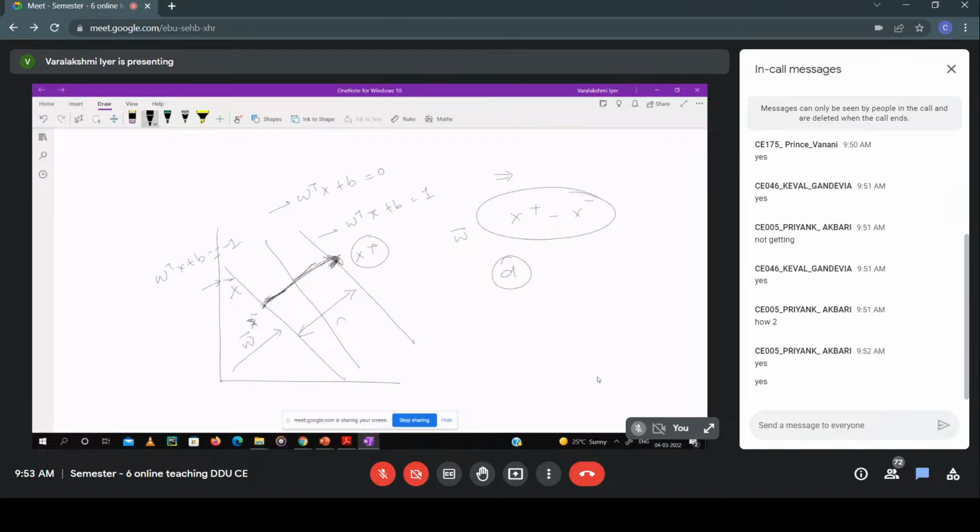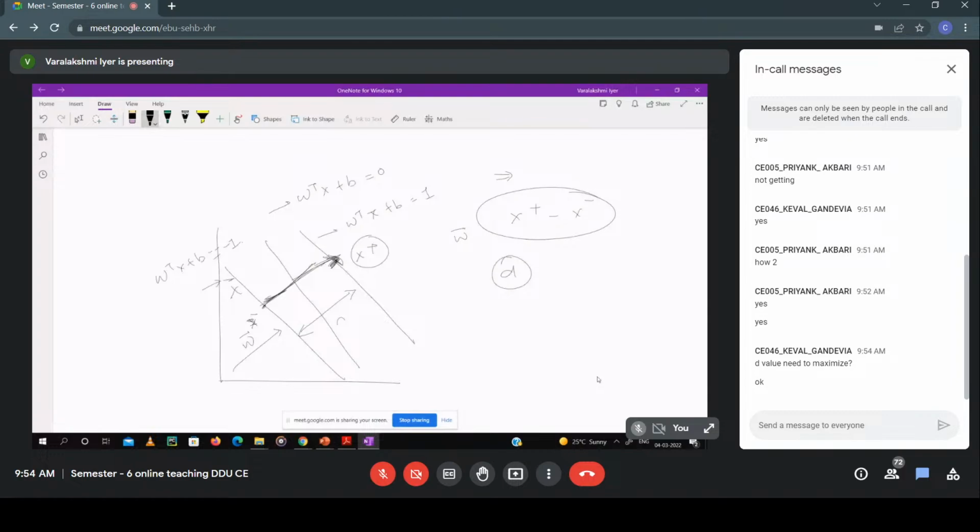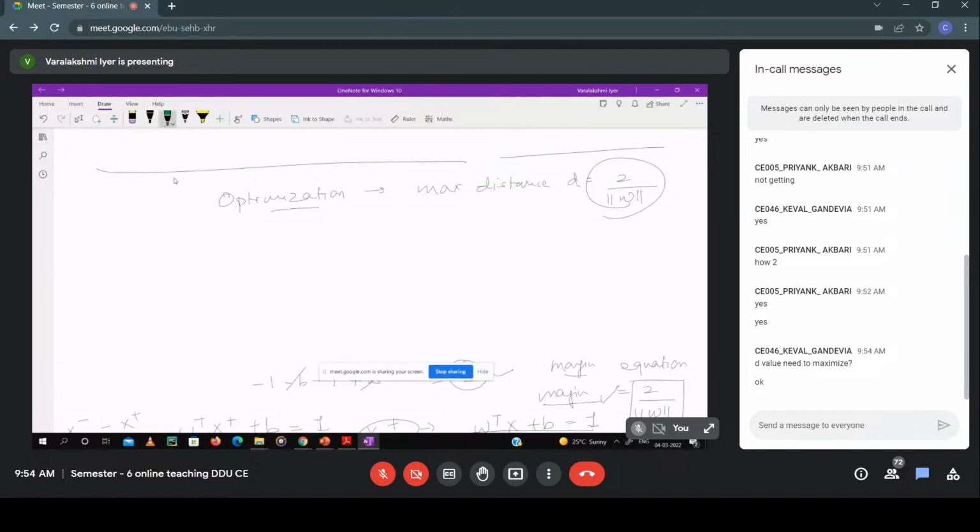So ultimately your optimization problem comes to this. What is your optimization problem? You have to maximize the distance. The value of D needs to be maximized: maximize the distance D equals 2 by magnitude of w. This is your margin value that you have to maximize given certain constraints. As you already saw, the constraint is yi into w transpose xi plus b should always be greater than or equal to 1 for all the data points.